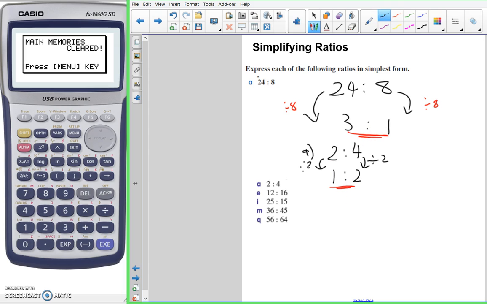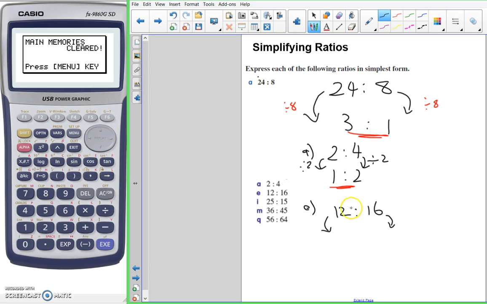So we'll have another go. We'll have a go at E here. E. 12, 16. Now, same again. We're going to try and find the highest common factor. So we'll start again. 12 is the lowest number. Does 12 go into 16? No, it doesn't. So we need to find a number that they both can be divided by.